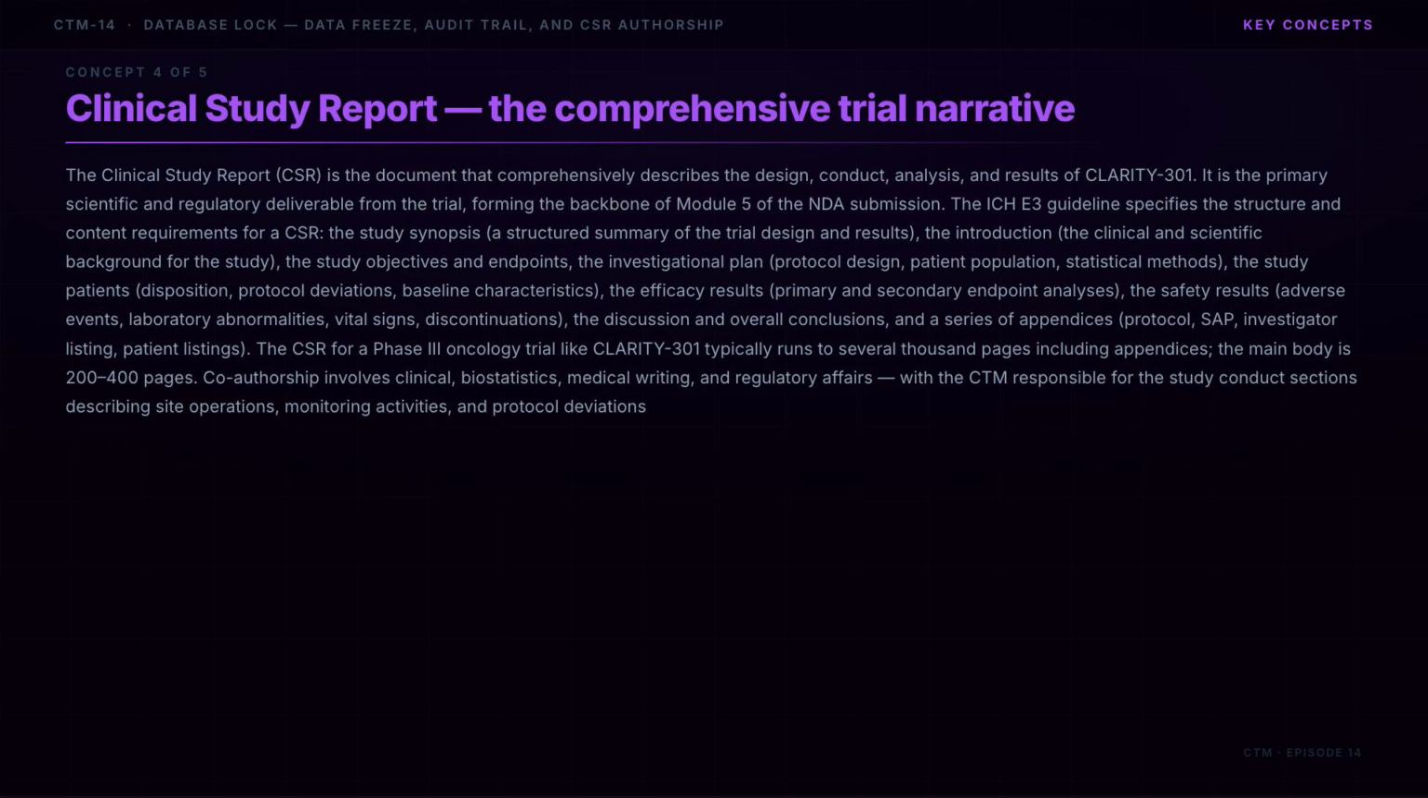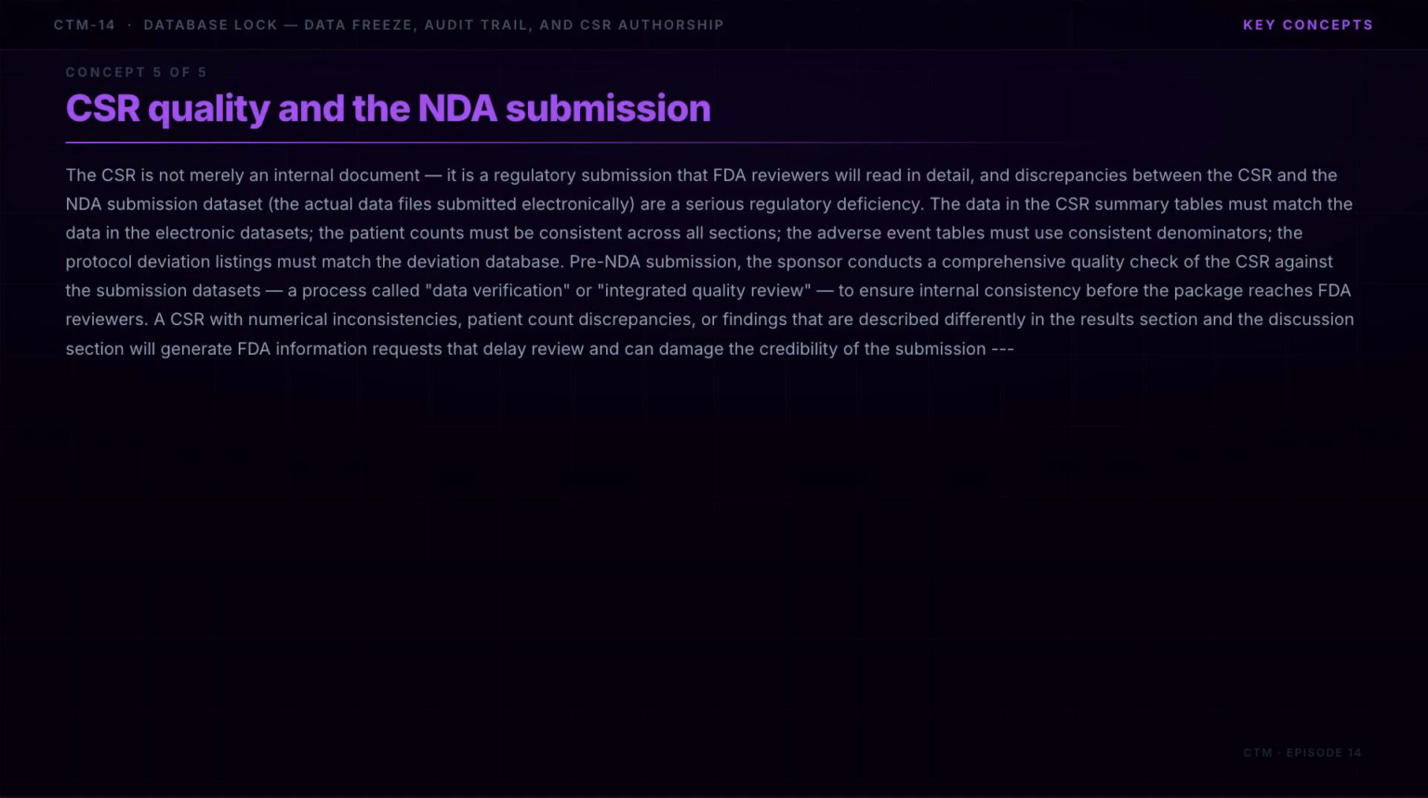Co-authorship involves clinical, biostatistics, medical writing, and regulatory affairs, with the CTM responsible for the study conduct sections describing site operations, monitoring activities, and protocol deviations, CSR quality, and the NDA submission. The CSR is not merely an internal document. It is a regulatory submission that FDA reviewers will read in detail, and discrepancies between the CSR and the NDA submission dataset, the actual data files submitted electronically, are a serious regulatory deficiency.